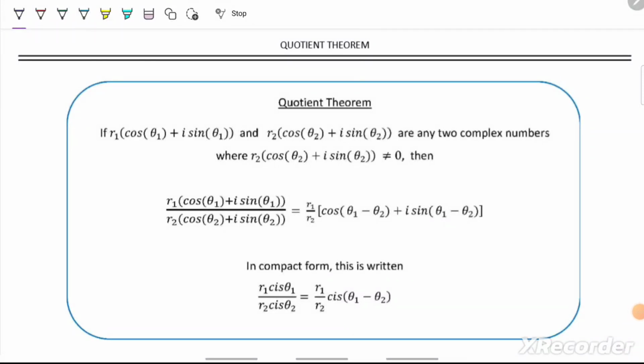In this video, we'll talk about how to divide complex numbers that are in polar form. Quotient rule, I feel like it's super similar to product rule. It's just all the opposite stuff.